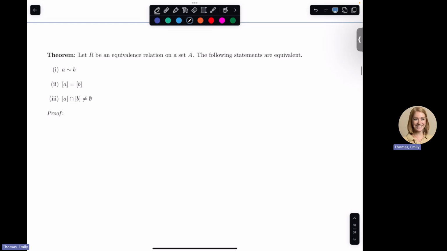It's not that bad. Okay, R is an equivalence relation on a set A. If that's true, then these statements are equivalent: that A is related to B, that the equivalence class of A is equal to the equivalence class of B, and that their intersection is not empty. What this all means is that if two elements are related, their equivalence classes are the same. Their equivalence classes are either the same or do not overlap at all.